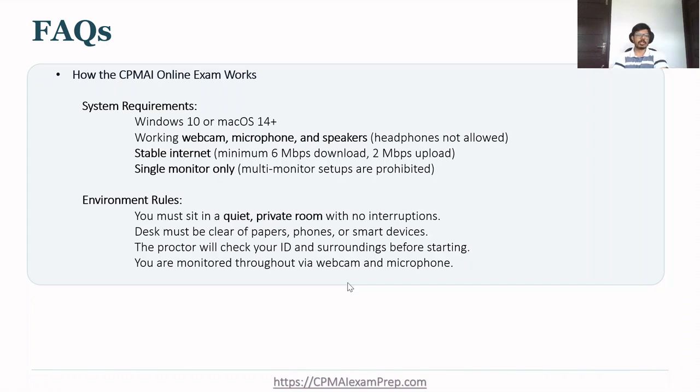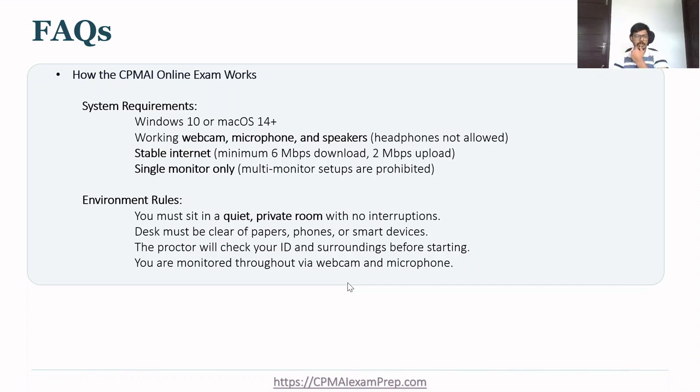Okay, let's look into the last question: how does the CPMAI online exam work? There are two requirements for this. One is system requirements. That means you should have a system with webcam, microphone, and speakers enabled, running Windows 10 or above or macOS 14 or above, and definitely a stable internet connection, 6 Mbps download and 2 Mbps upload. They also will not allow you to use external keyboards or dual monitors, and even for a mouse you need to get permission from the proctor.